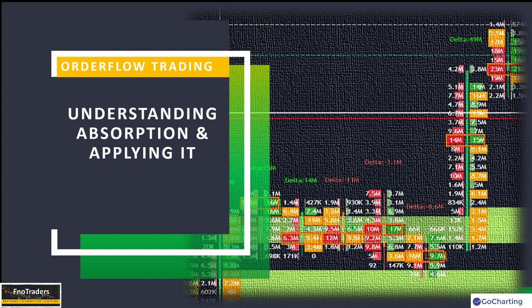So taking this forward, we'll cover a new strategy today. We'll cover a strategy essentially. So we've not done the strategy part so far. We'll cover a strategy, absorption and footprint trading.